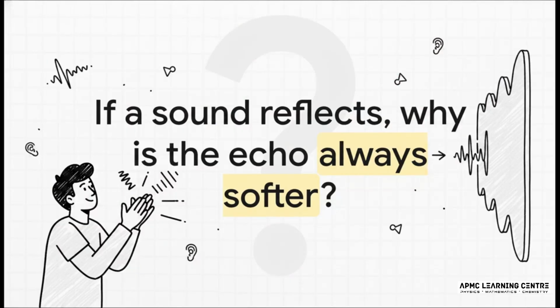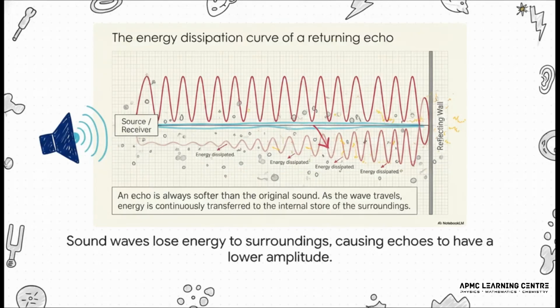So that leads to a pretty logical question, right? If it's a perfect reflection, why does an echo always sound weaker or softer than the original sound? Well, the answer is all about energy loss. A sound wave isn't just traveling through empty space. It's physically pushing against air molecules. And with every single push, it loses a tiny bit of its energy to its surroundings. So by the time that wave travels to a wall, bounces back, and travels all the way back to your ears, its amplitude, its energy, has dropped. And that's why the echo is always quieter.